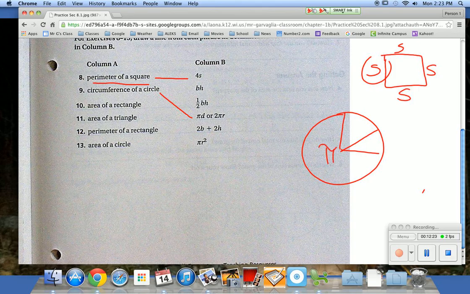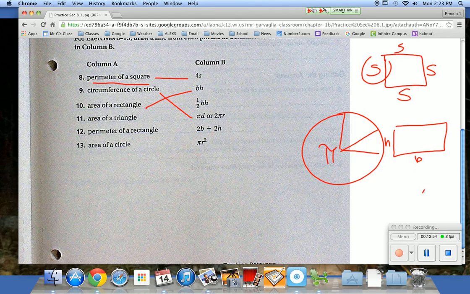So if we take a look at our next one, area of a rectangle. What's the area of a rectangle, Wes? If I make a rectangle like this, what do I have? I have height, and I have my base. And what do we do when we figure out the area of it? We multiply the two. Base times height. All right.